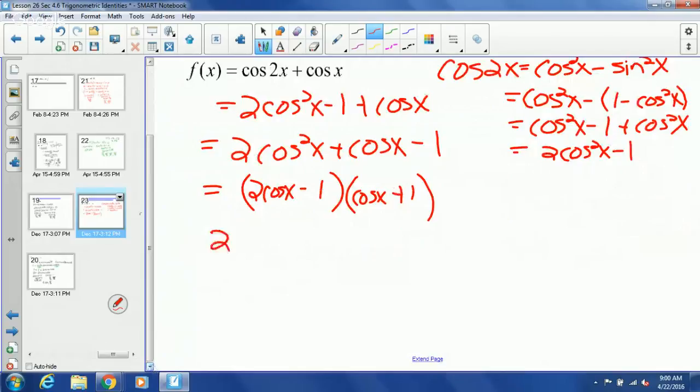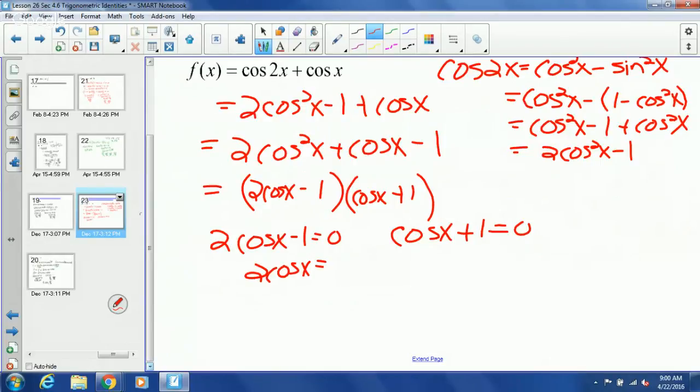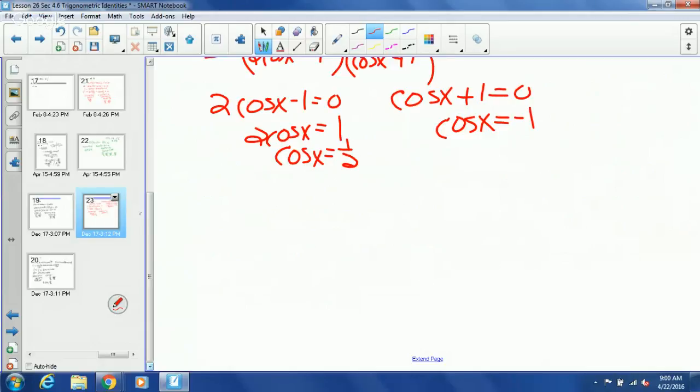So at this point, I can set both these factors equal to 0, right? Yes, sir. All right, so that's going to be 2 cosine of x equals 1. So cosine of x is equal to 1/2, right? Okay, this here is just cosine of x is equal to -1. Tell me where those are true.